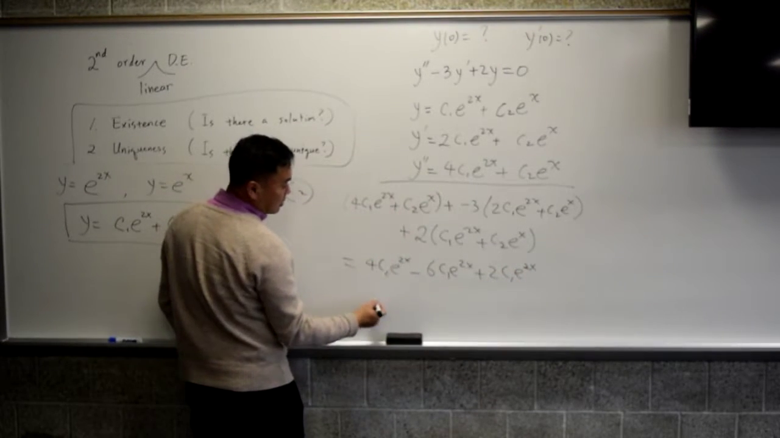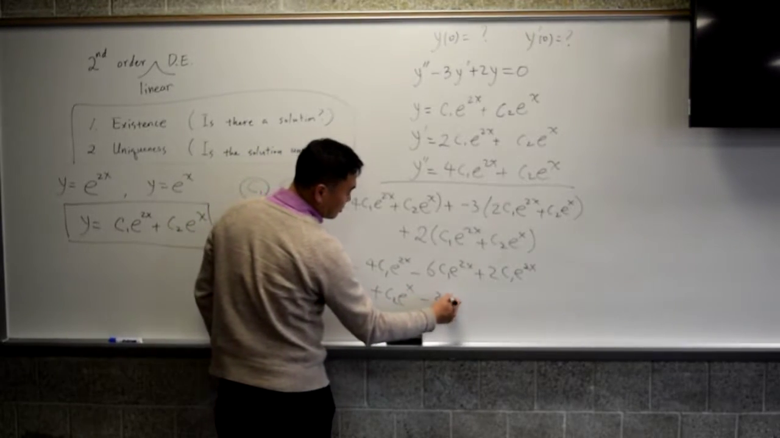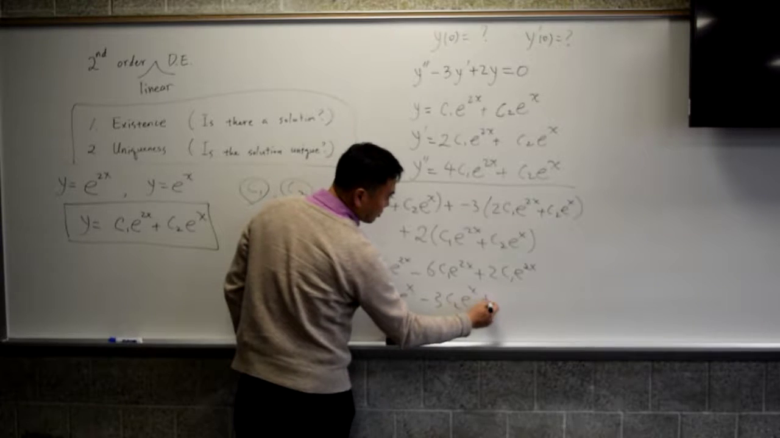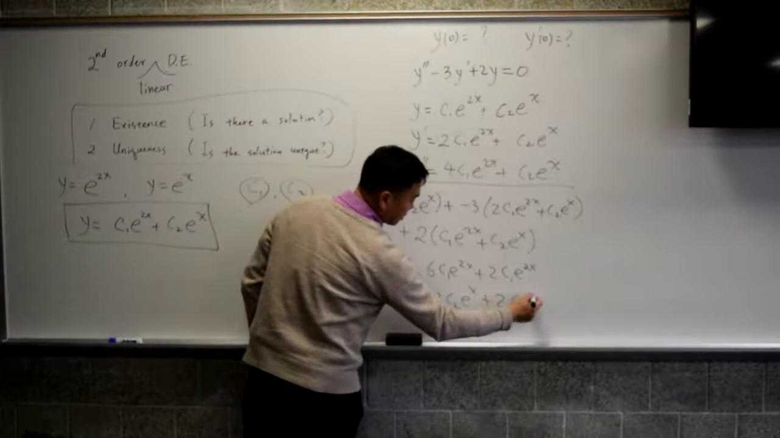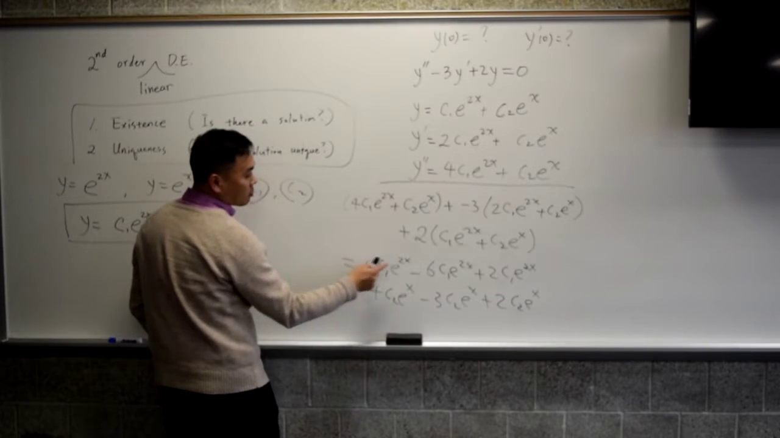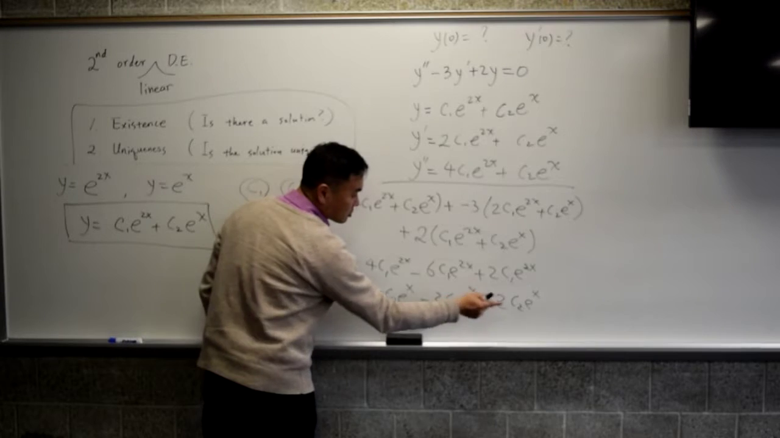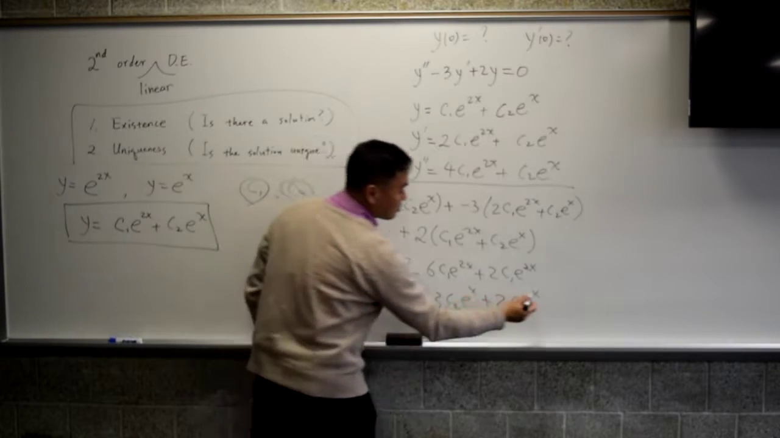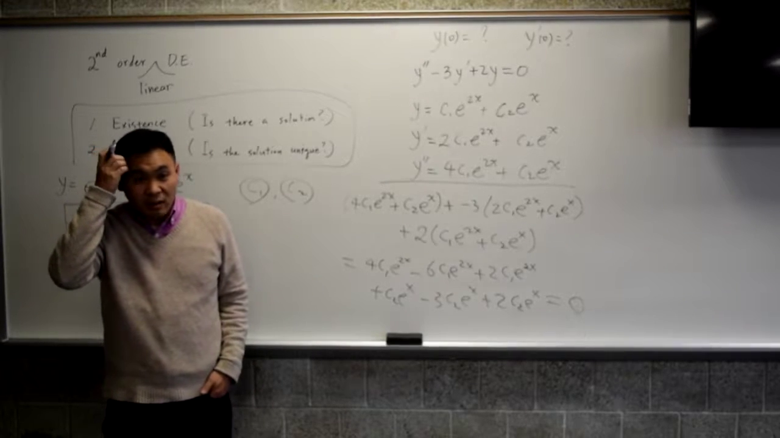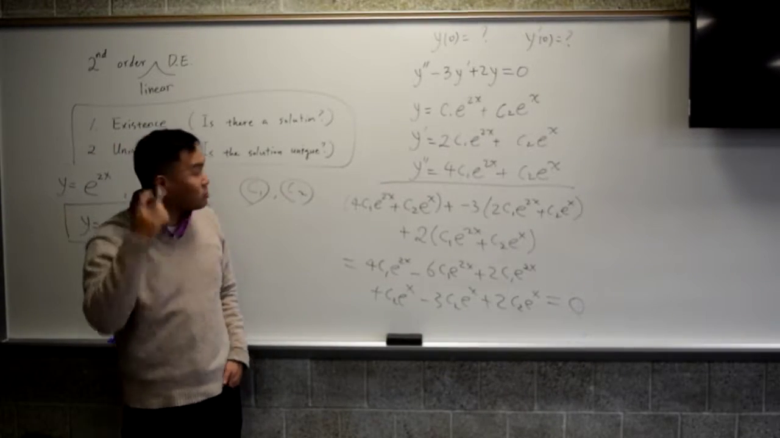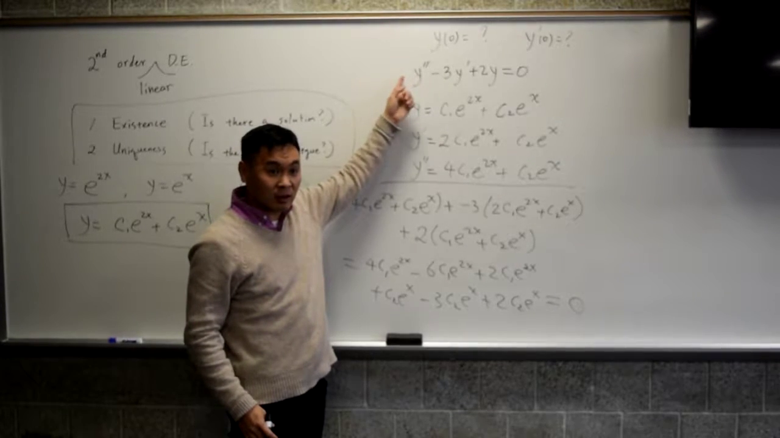And then what about e^x? It's plus c2 e^x minus 3c2 e^x plus 2c2 e^x. 4 minus 6 plus 2 is? 0. 1 minus 3 plus 2 is? 0. So what did you get? You got 0. Okay? Convinced now? So you do see that this is a solution to this differential equation. Is that good? All right.